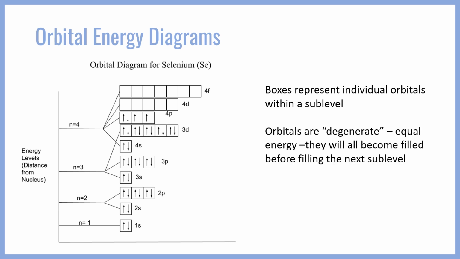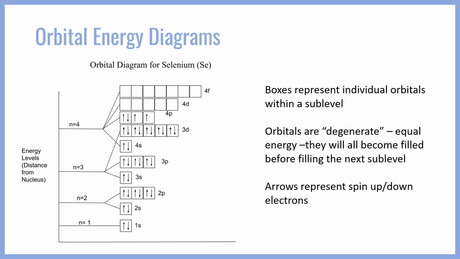Now, because the orbitals are degenerate, that's their equal energy, they're all in the same position on a given row, right? The sublevel, the orbitals are all side by side, indicating that they're all the exact same energy, and they're all going to fill with electrons without preference. They'll become filled before filling the next sublevel.